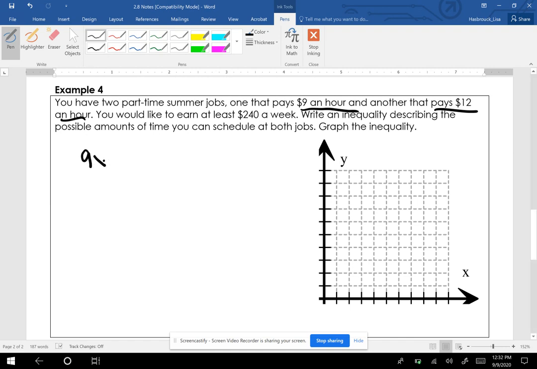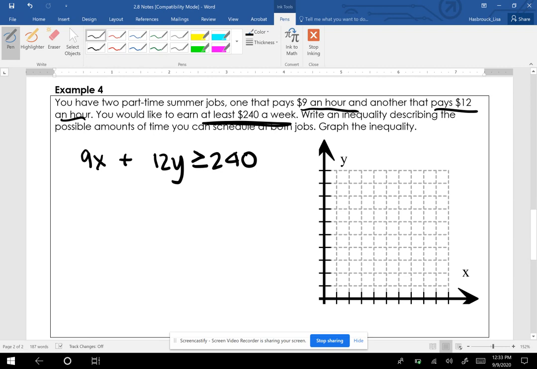So 9 times, let's say, x hours for your first job, plus $12 times y hours for your second job. Those wages added together, you want to make at least $240 a week. So adding these together, you want to make a minimum of $240 a week. What that means is, if you show this as an inequality, the $9 per hour plus the $12 per hour, you want to be greater than or equal to $240. This is our inequality. Now they want us to graph it.